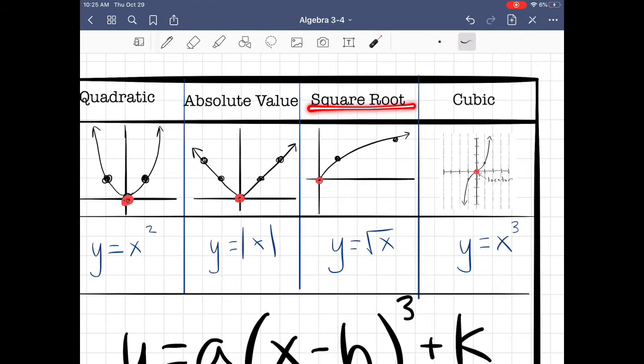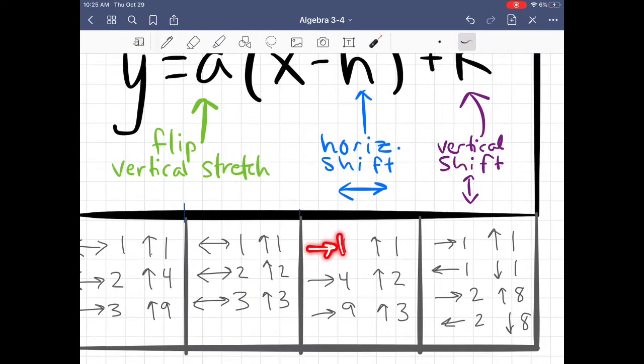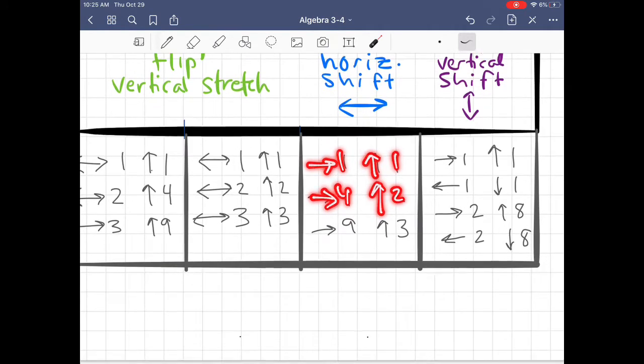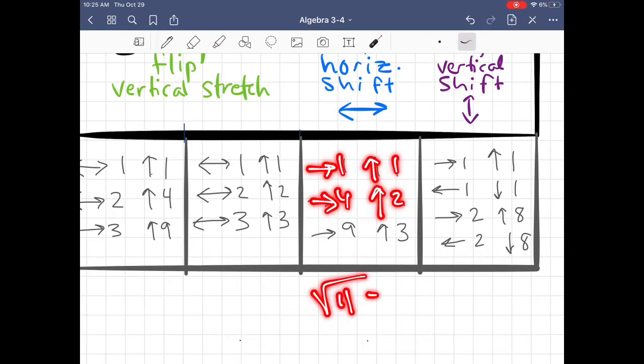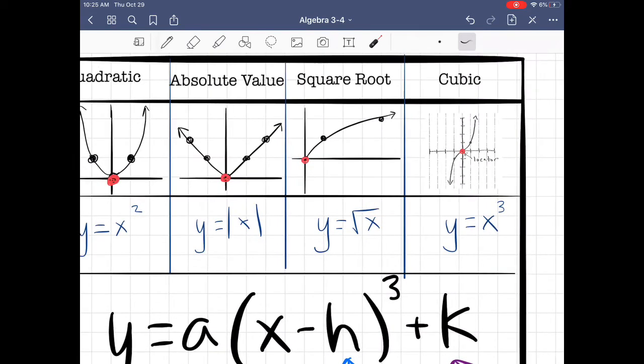It's a V shape. Square root goes like this. It has a starting point and it just shoots out to the side. It has a square root symbol in the equation. We have a locator starting point there. And the pattern we follow is we go right 1 up 1, right 4 up 2. And that's because when we take the square root of 4, we get 2. When we take the square root of 9, we get 3. So the square root symbol, that's the square root graph.